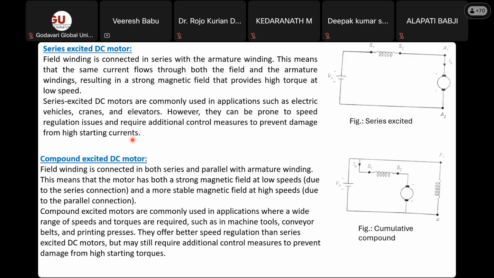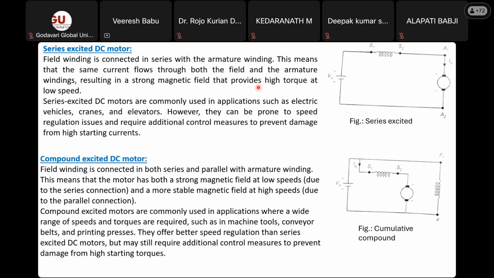Okay. And the next one is the series excited DC motor. The series excited DC motor looks like this. This is a series connection. The field winding is connected in series with the armature winding. This is the armature winding, this is the field winding. This means that the same current flows through both the field and the armature windings, resulting in a strong magnetic field that provides high torque at low speeds.